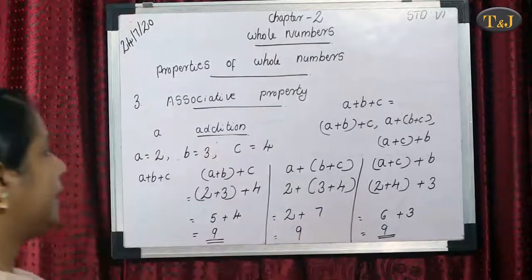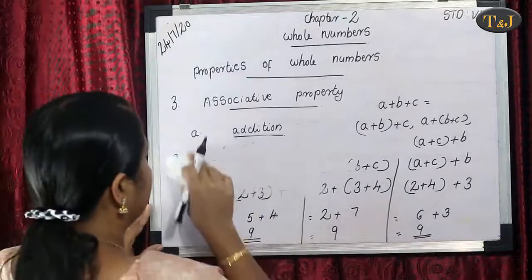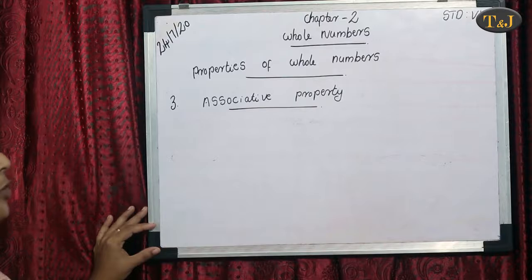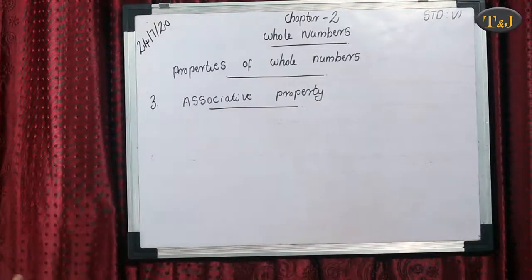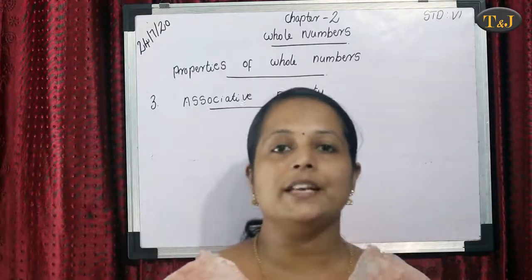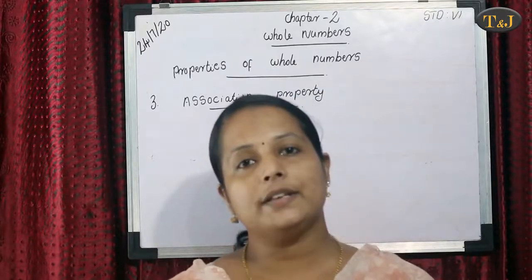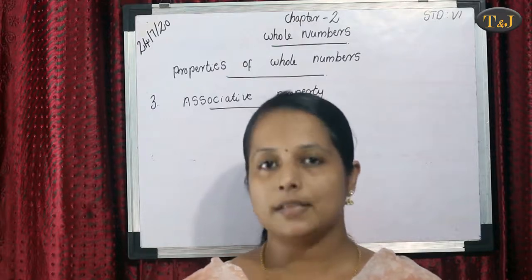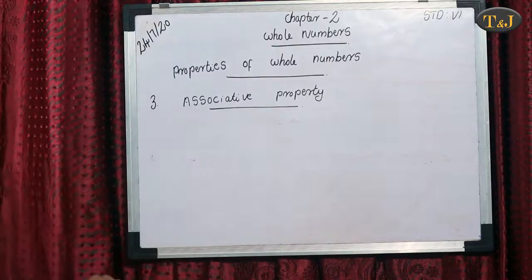Okay. Then second is multiplication. In previous classes we already learned that the closure property and commutative property are satisfied only under multiplication and addition. So here we are doing only addition and multiplication. Subtraction and division do not satisfy the associative property. In the previous classes we learned that the closure property and commutative property are not satisfied by subtraction and division.